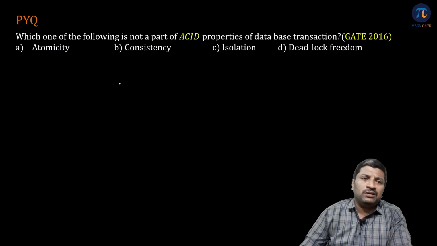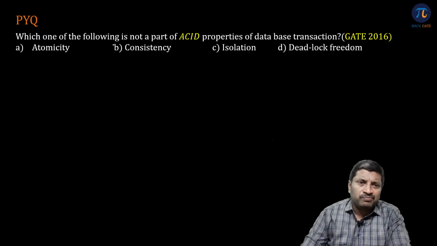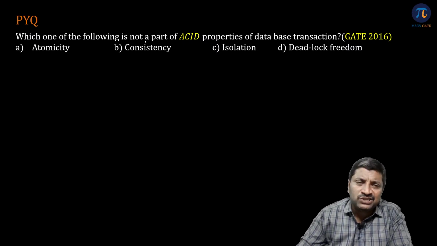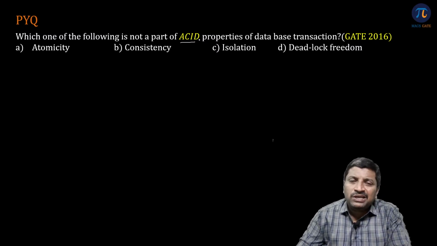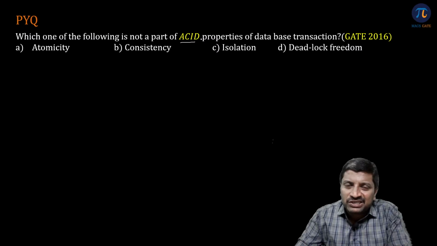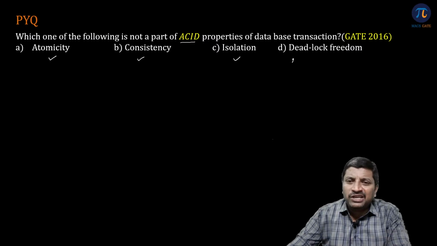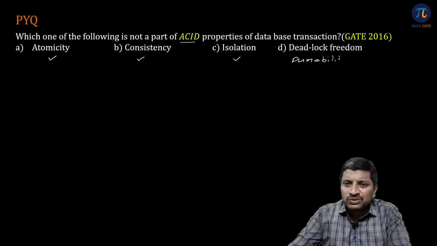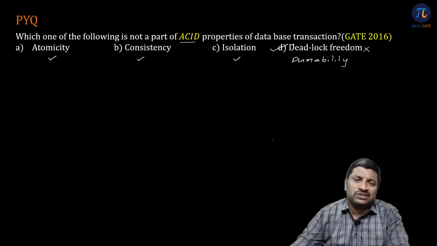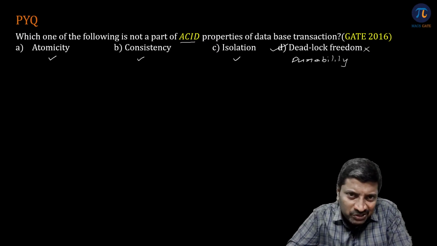Before going to that, let us solve one previous question. Which one of the following is not a part of the ACID properties? ACID means atomicity, consistency, isolation, durability. So here we have atomicity, consistency, isolation. The D means durability, sir, it is not deadlock. So deadlock is our answer, because it is not a part of the ACID properties.